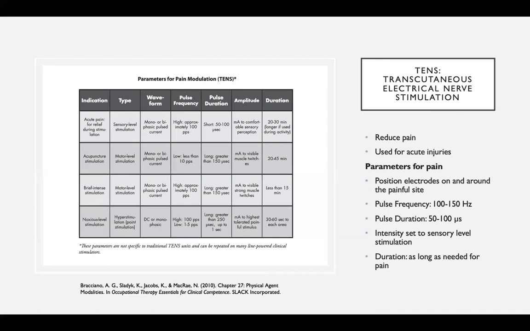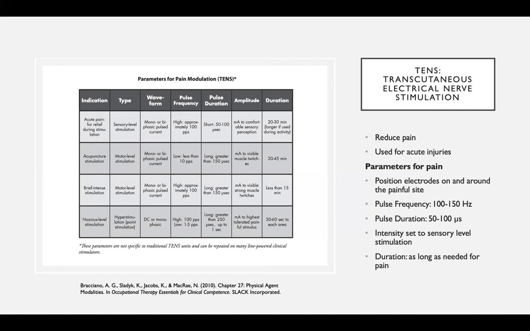Transcutaneous electrical nerve stimulation benefits are to reduce pain and used for acute injuries. Electrical stimulation of motor fibers causes the release of opioids in the CNS to naturally block pain signal transmission. So this is how it reduces pain. The parameters for specifically pain, as you can see in the chart below, there's other parameters for different uses of it, but today we're going to talk about for pain specifically.